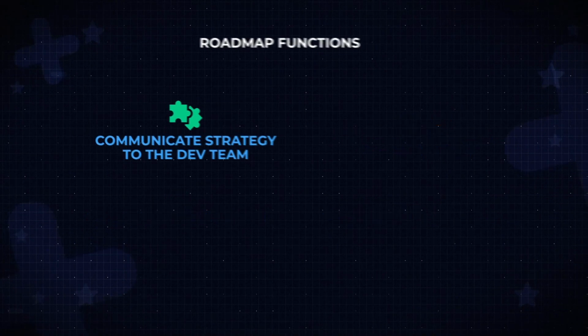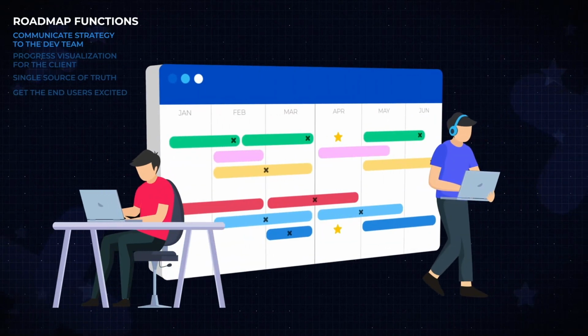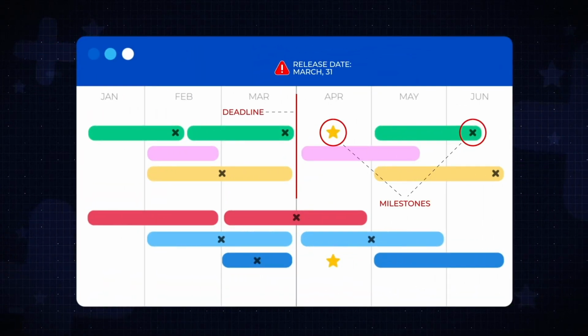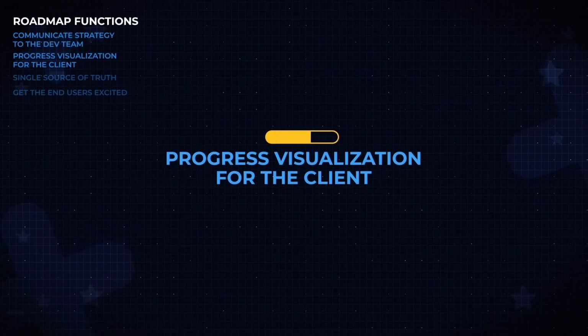The first is to communicate strategy to the dev team. The product roadmap serves as a reminder for the team of where their day-to-day work fits into the big picture. Milestones and deadlines are always visible, so people have a clear sense of what they're working towards and when the result is expected.